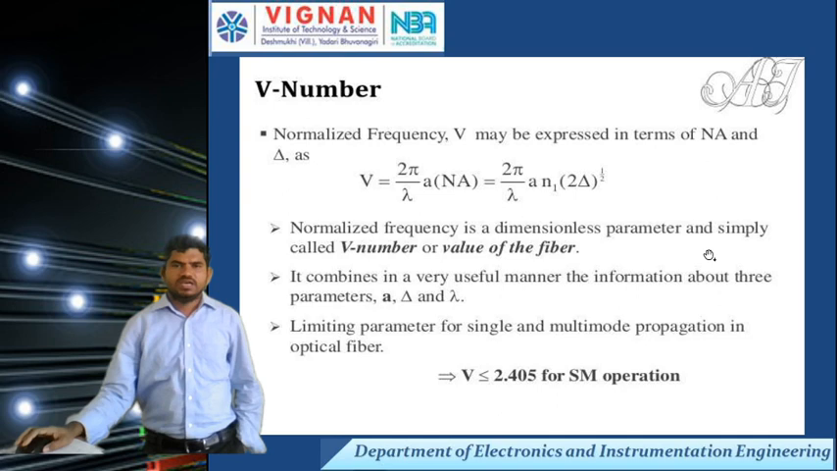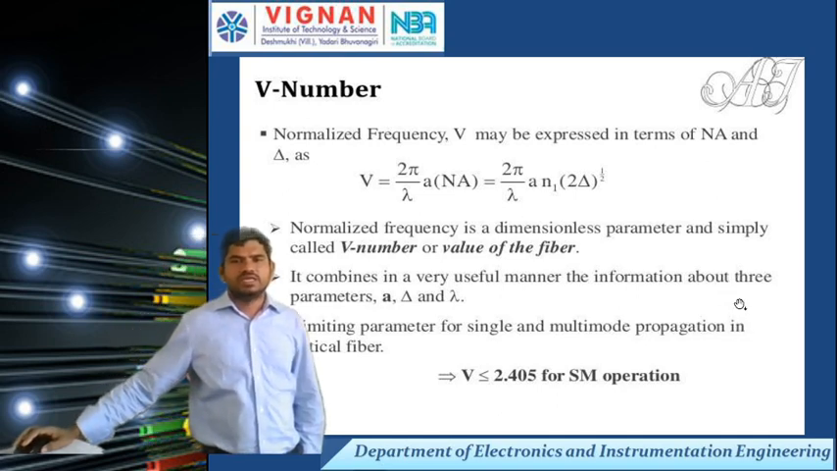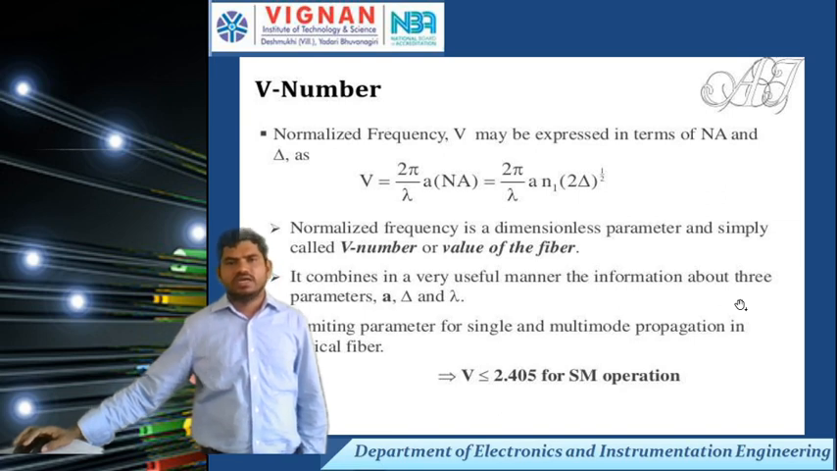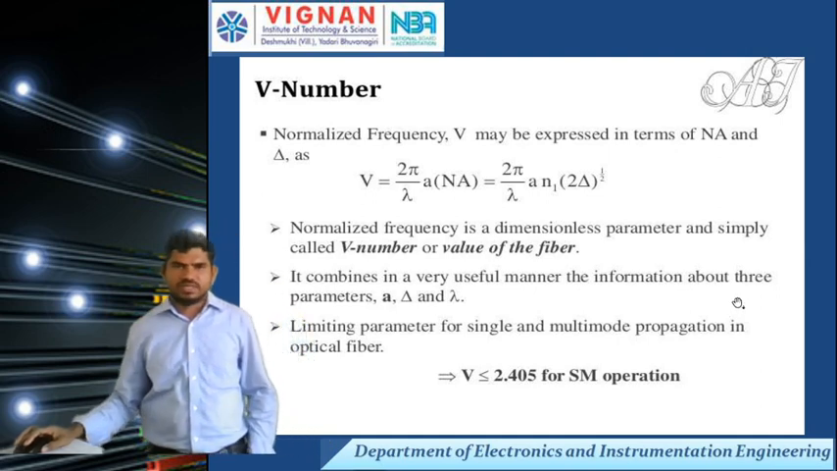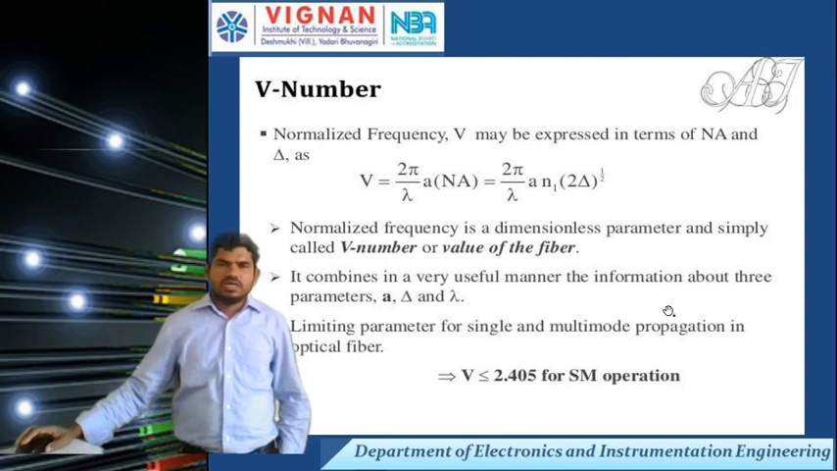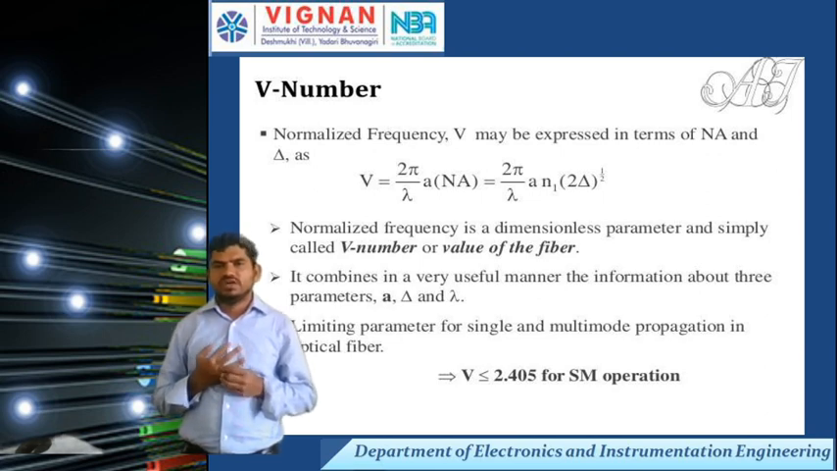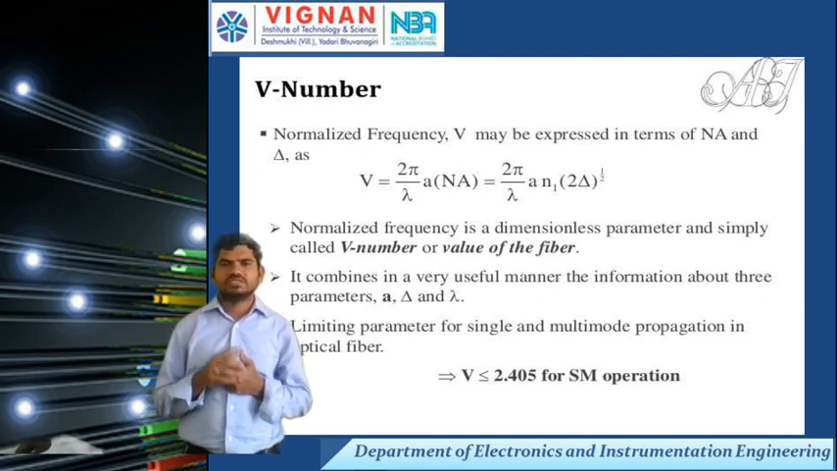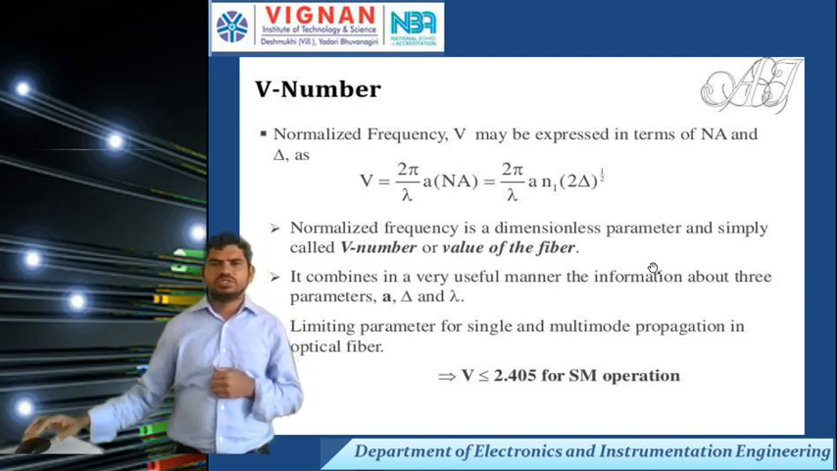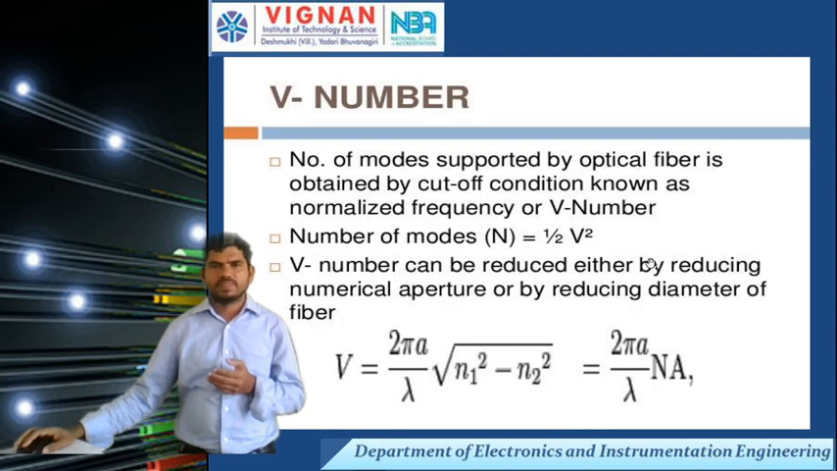It combines, in a very useful manner, the information about three parameters: a, which is the core radius, delta, which is the index difference, and lambda, which is the particular wavelength. It is the limiting parameter for single and multimode propagation in the optical fiber. For a single mode optical fiber, the V number is always less than or equal to 2.405.